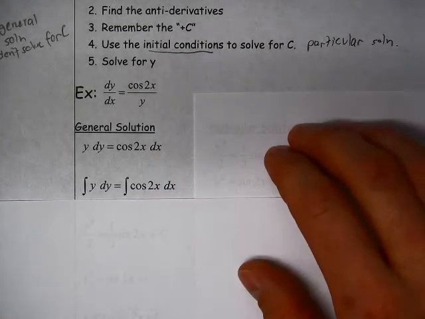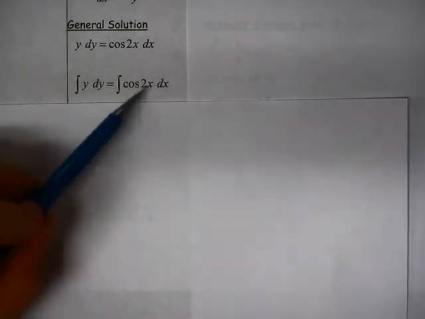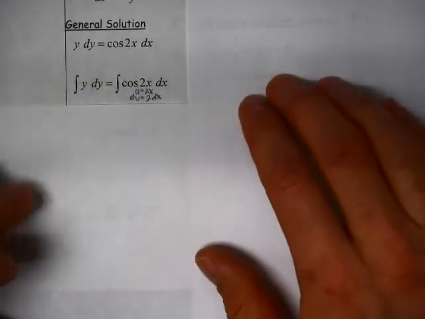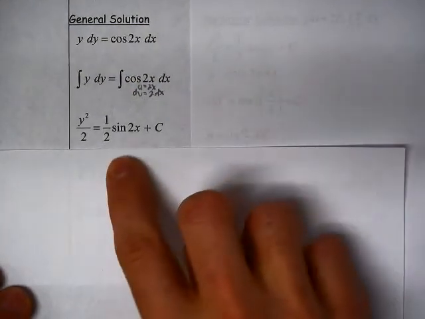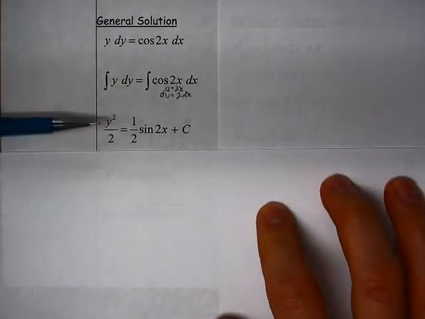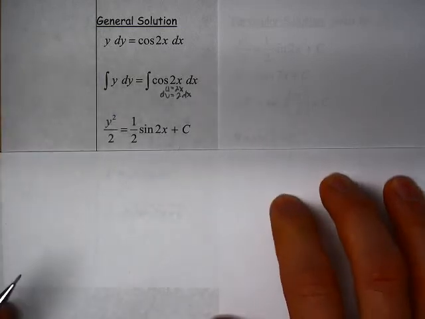Now I'm going to integrate both sides. And when I do that, I'm going to get y squared over 2 on the left. And here I kind of have to use some u substitution. I'm going to say u equals 2x, du equals 2dx, and then when I do the integration, I'm going to get 1/2 sine of 2x. So I have y squared over 2 equals 1/2 sine of 2x plus c.